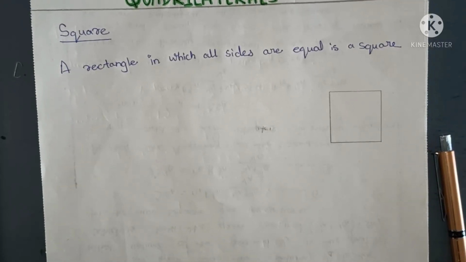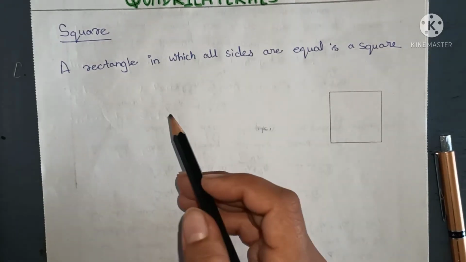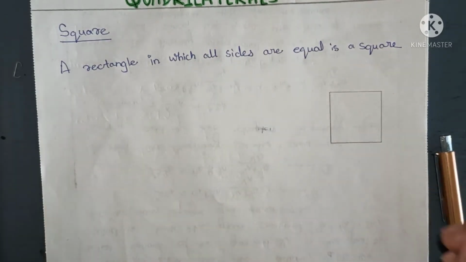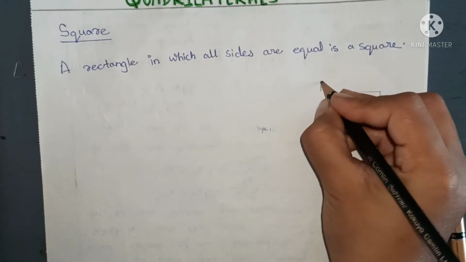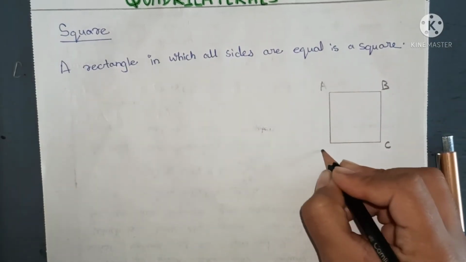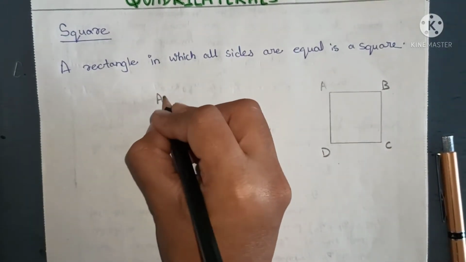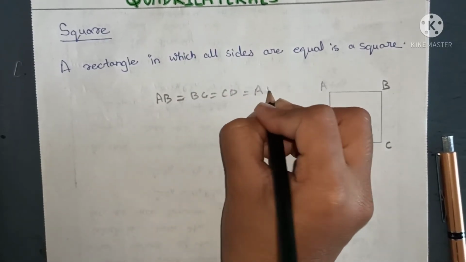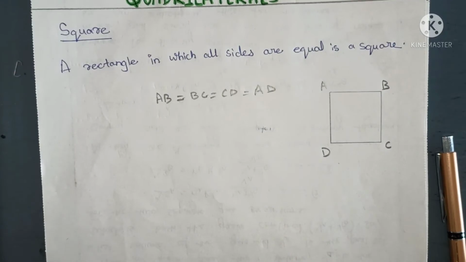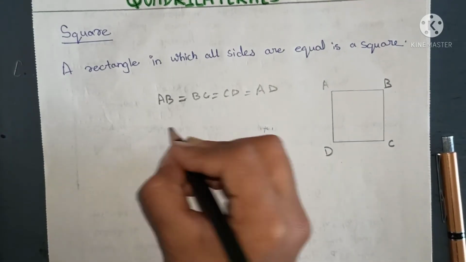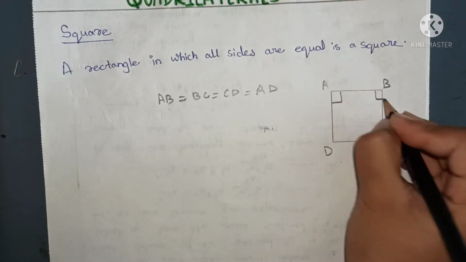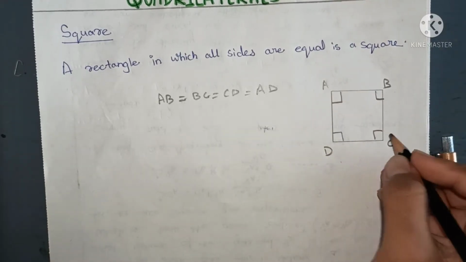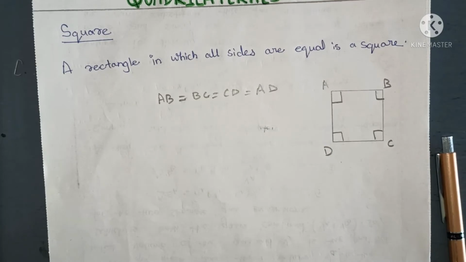Now comes the square. Square is also a quadrilateral. It is a quadrilateral in which all sides are equal. It is called a square. Now here you can see ABCD is a square where AB is equal to BC equal to CD equal to AD. That means the measurements of all the sides are equal in a square. And each angle is equal to 90 degrees. Okay. So I hope it is clear to you all.